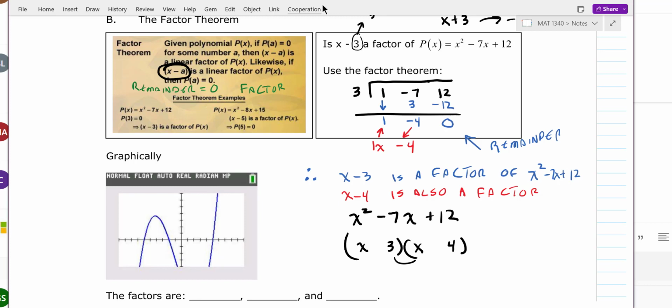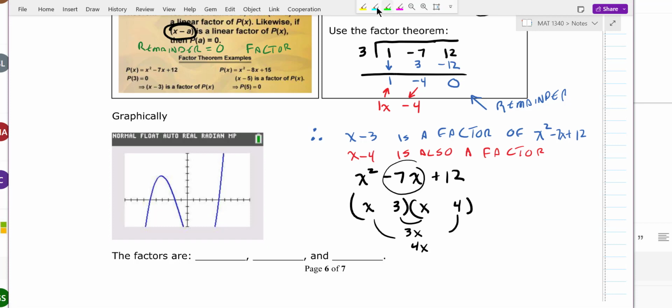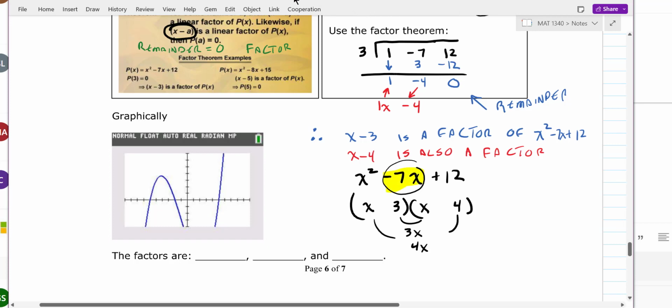So that would come together to make a 3x. The outer term would come together to make a 4x. And again, what we're trying to do is make this middle term add up to negative 7x. Okay, so the way we make that happen is by having two negative signs there. So we would finish up by saying, okay, we need a minus 3 and a minus 4. So those inner and outer terms from the FOIL would give you negative 7x. So that's what the factors are. We had the x minus 3 that we proved by the synthetic division, and then we ended up with the x minus 4 like that.